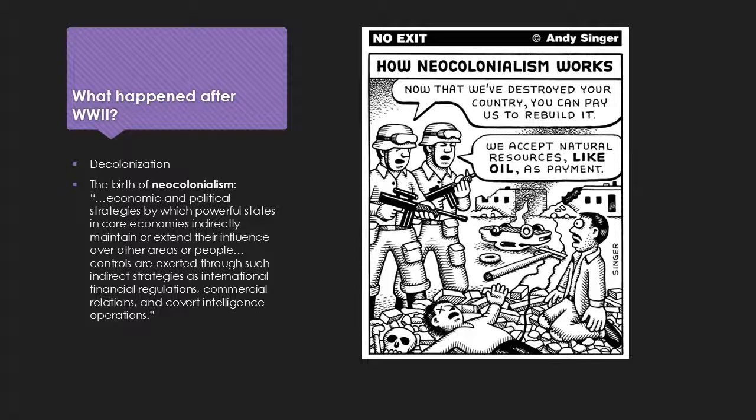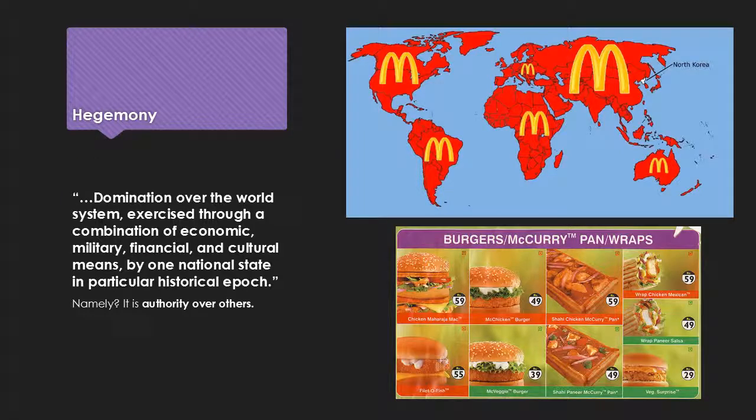And so that's kind of, we're going to get into more the oil struggle with the United States and the Middle East later in the lecture. So hegemony. Hegemony is just the domination of the world system, exercised through a combination of economic, military, financial, and cultural means by one national state in a particular historical epoch. So what does that mean? Basically, it's the authority over others.